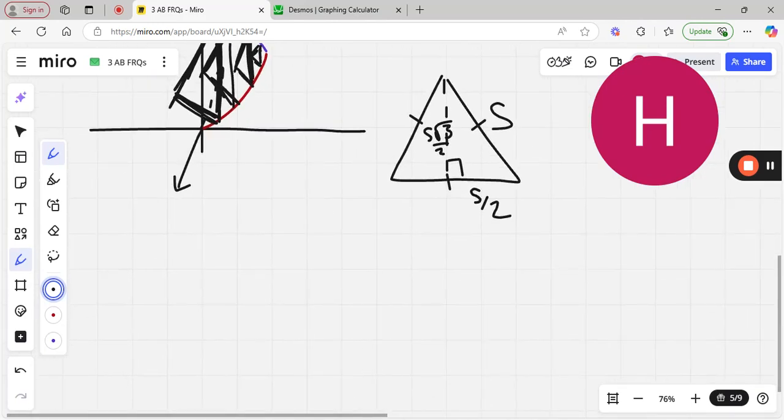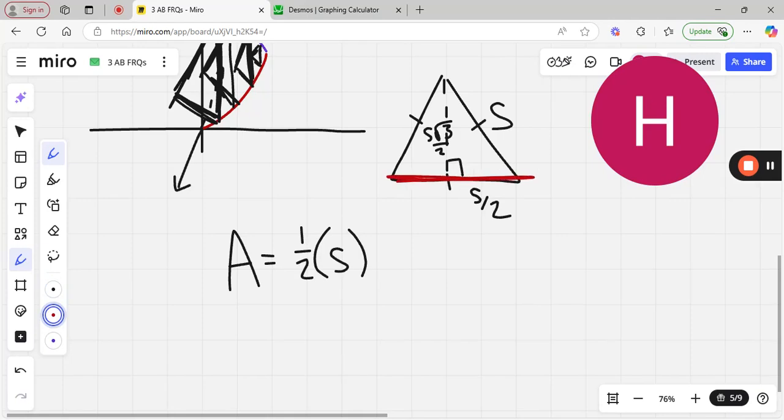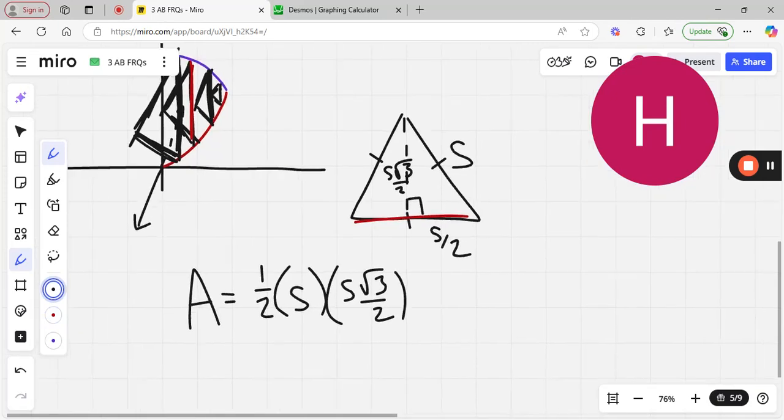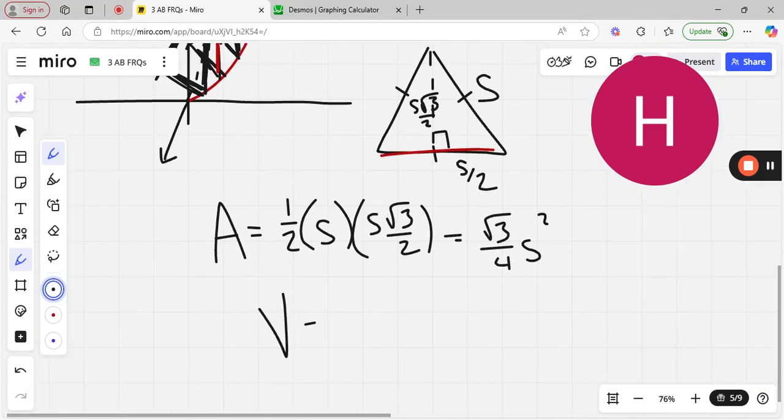All right, so the area of one of these slices, which is an equilateral triangle, is going to be given by 1/2 base. The full base, which is the gap between these two curves, is S. And then times S root 3 over 2. Sometimes we move stuff around and just call this root 3 over 4 S squared. But remember, what is S?